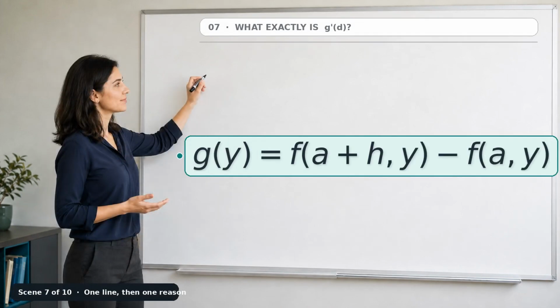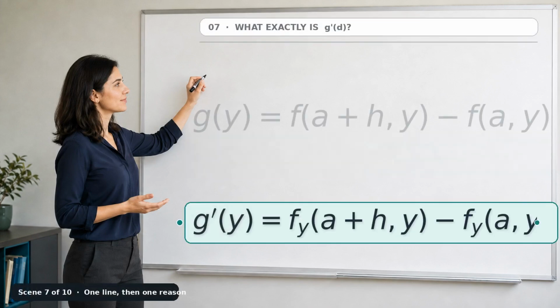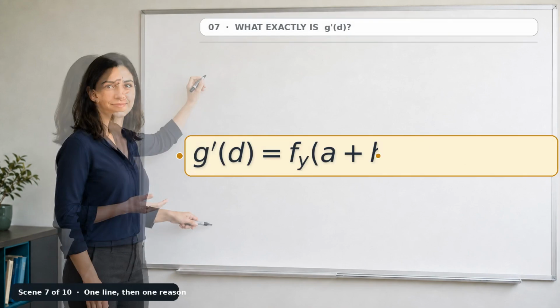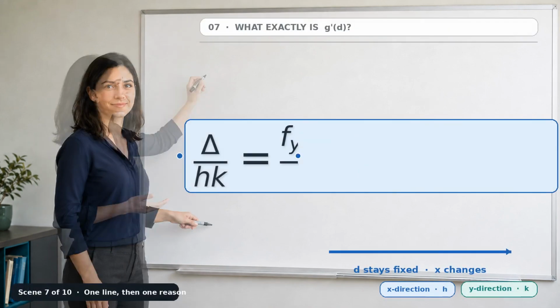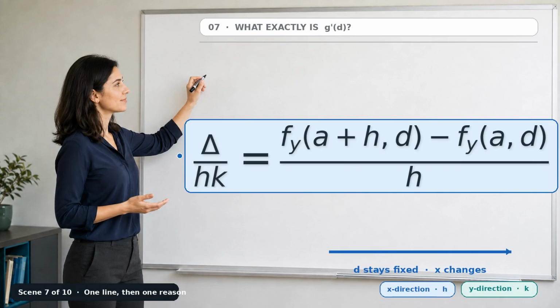Now we must ask, what exactly is g prime of d? Return to the definition of g. Differentiate with respect to y. We obtain f sub y at a plus h comma y minus f sub y at a comma y. Now substitute y equals d. Therefore, delta divided by h times k equals this difference of f sub y values divided by h.